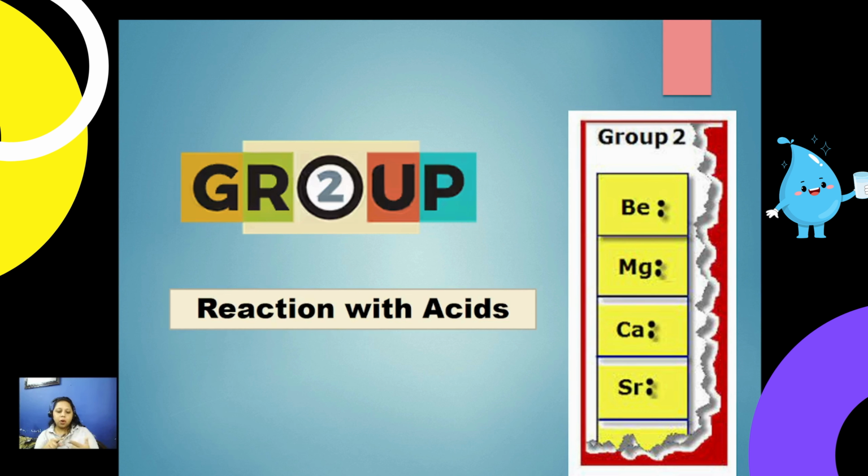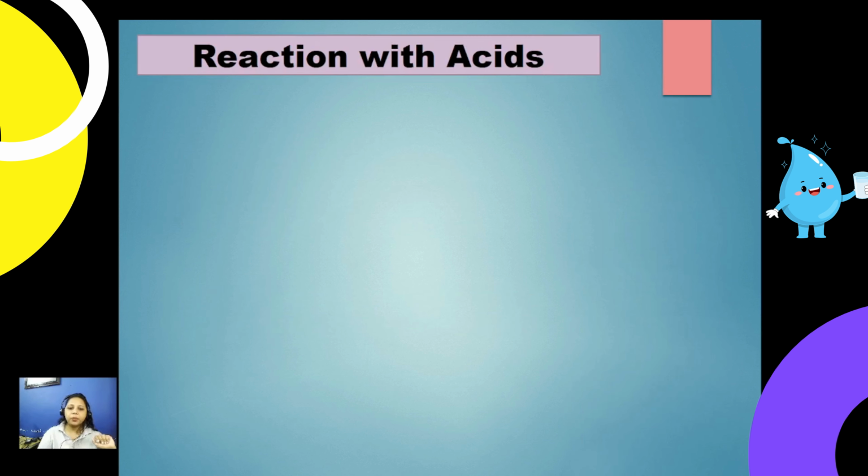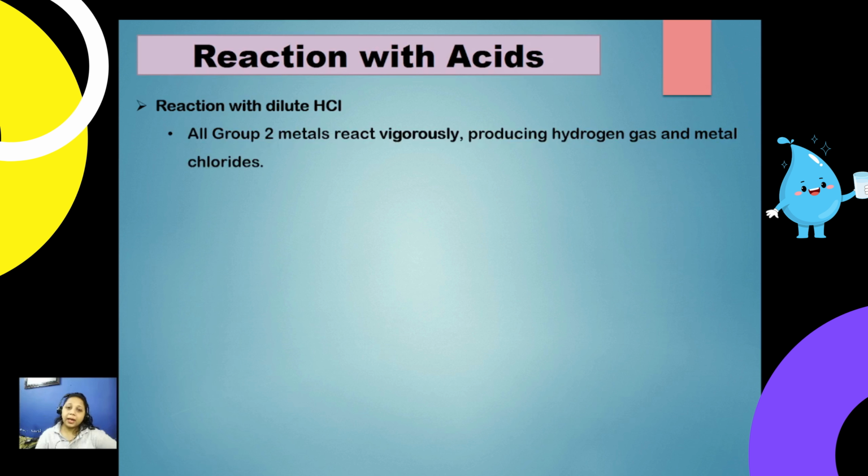Then gases like oxygen and carbon dioxide, these are gases, so you have to mention G with these. And when we talk about salts, they would be written according to their solubility, whether they are soluble or insoluble. Let's move to the reaction. So when we write the reaction with acids, keep this in mind.